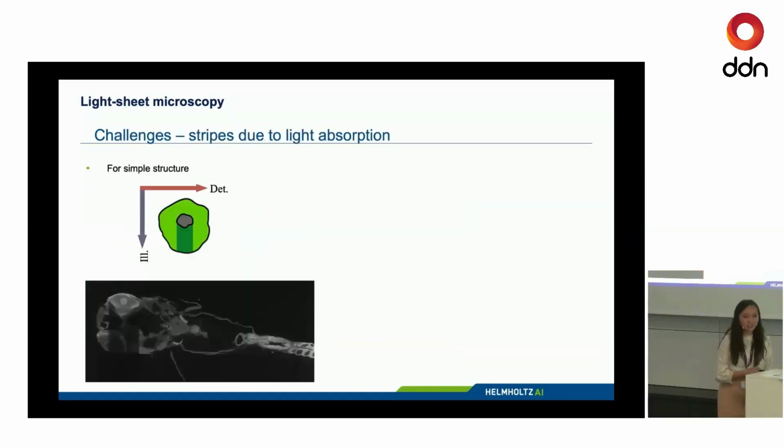However, we know nothing is perfect. If you take a close look at your image, you can actually find there are still some problems. One problem is light absorption due to the structure, such as this. I think this is also a fish, because that's the eye, and somehow the eye absorbs a lot of light, and that causes your illumination problem. The tissues behind it are not getting illuminated.